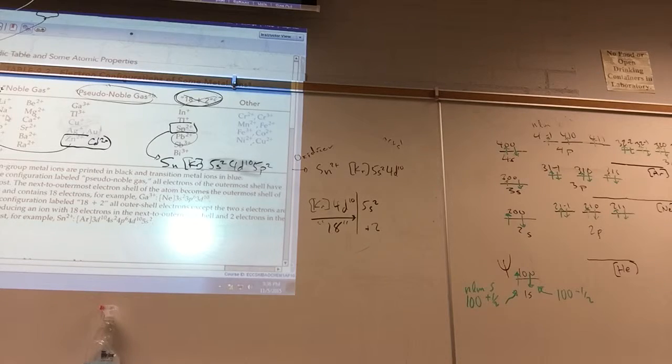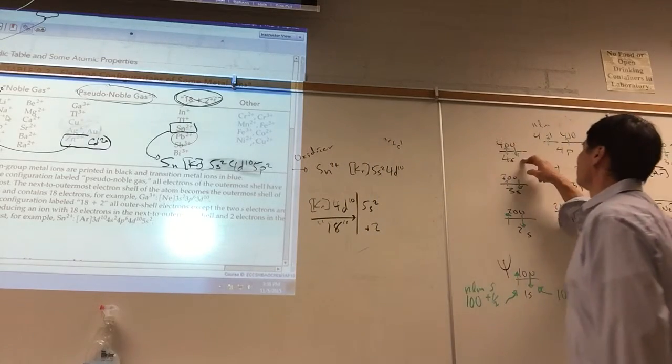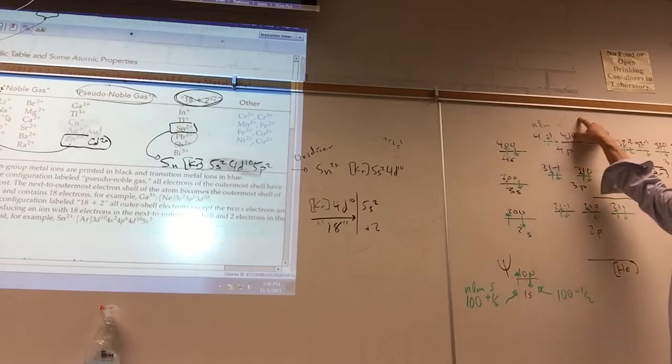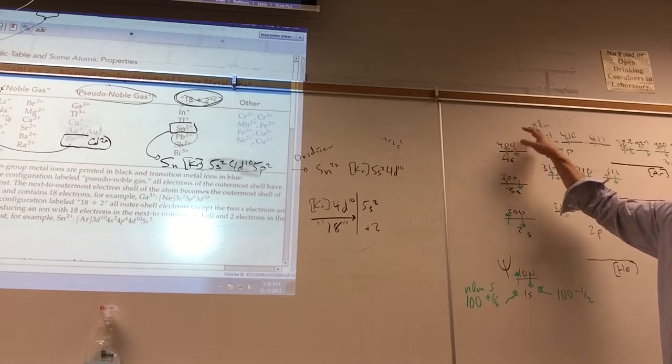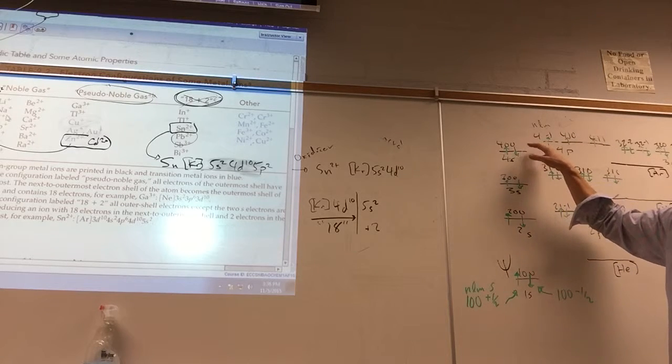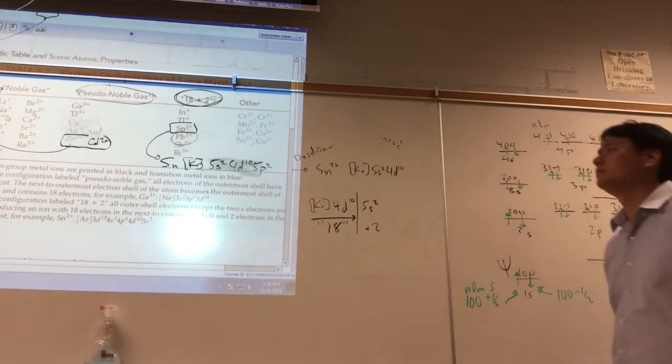That's the 18 plus 2 rule. The 18 plus 2 rule means knock off the p's, leave the s's. The s's are the plus 2. And so you knock off the p's, what's the charge? That's a common oxidation state. And then get rid of the s's, get rid of the plus 2, and that's the second common oxidation state for those.